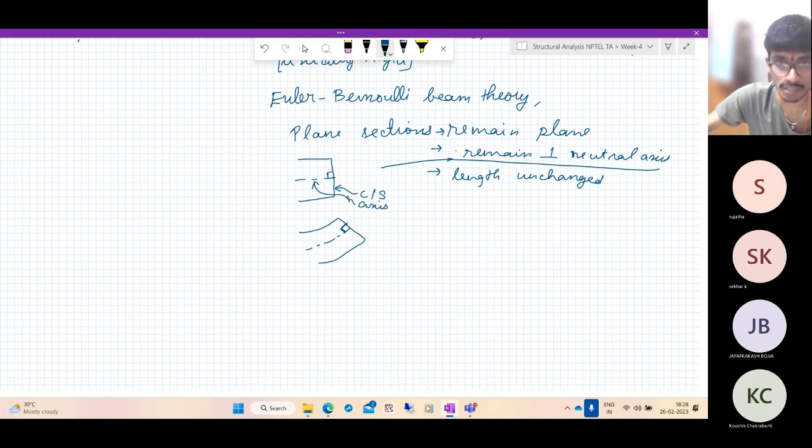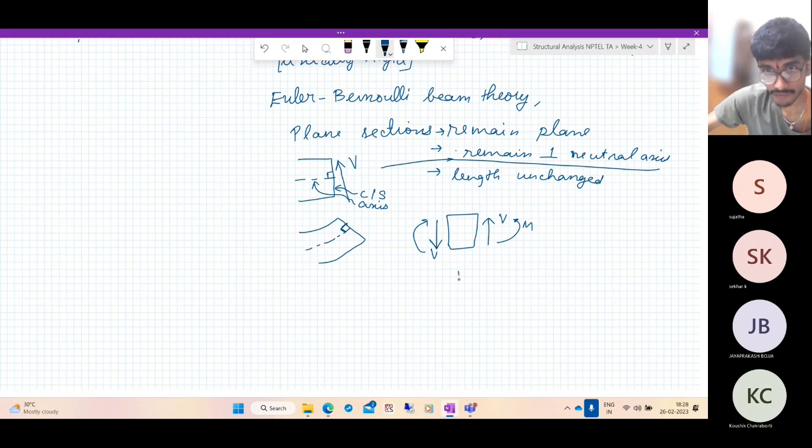So what does it mean? Although there is a shear force acting here, suppose we take a small section of the beam, and there is a shear force acting like this, and there is also a moment. This action of the shear force tends to distort the small section of the beam like this. In that case, this angle will change from 90 degrees to some other number. So there is a shear strain caused by the shear force.